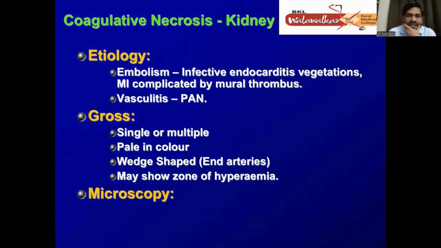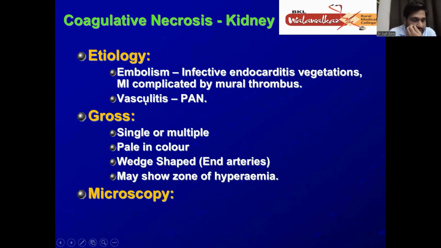Now, next organ is kidney. And in kidney, we see the coagulative necrosis. Etiology is embolism, in which infective endocarditis vegetations and myocardial infarction complicated by the mural thrombus will lead to the embolism, and that embolism will lead to the coagulative necrosis.